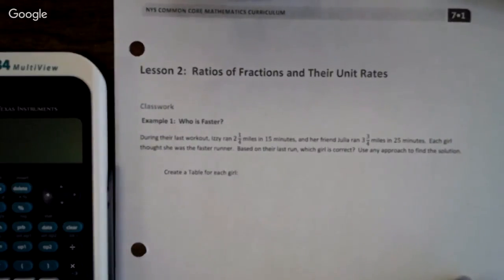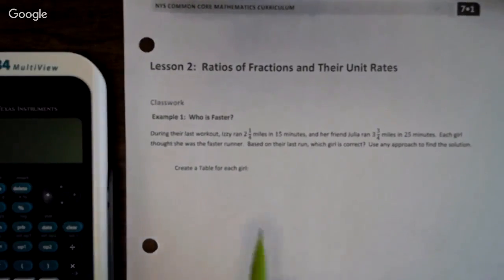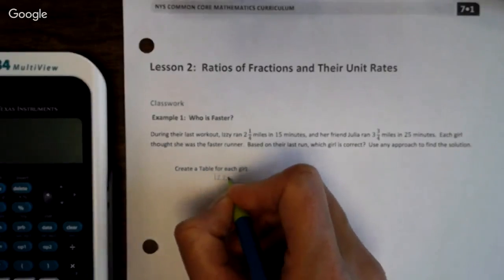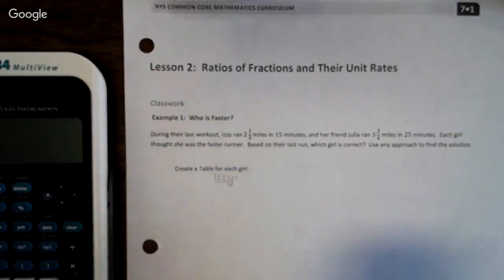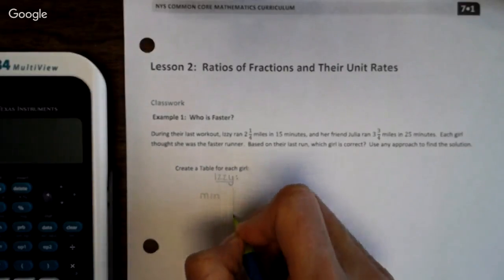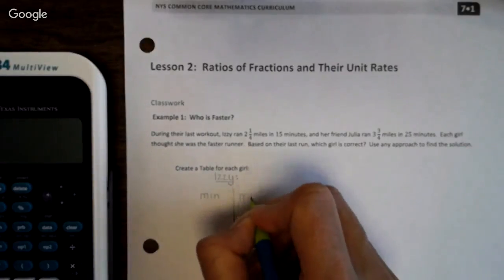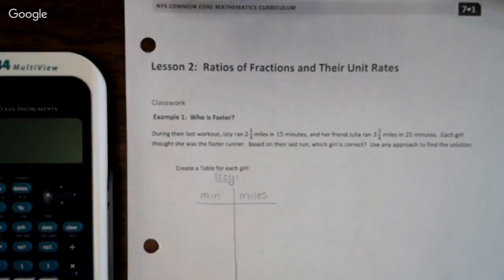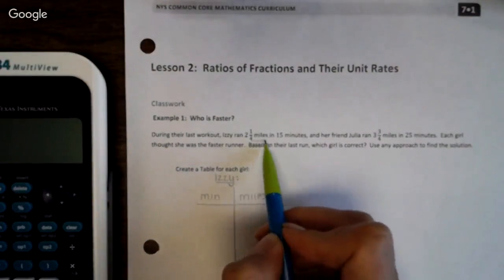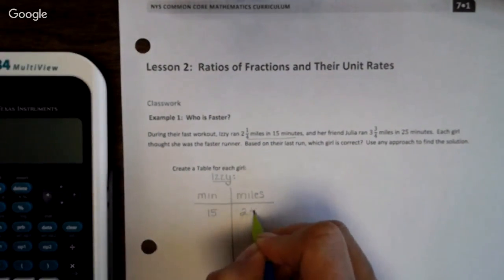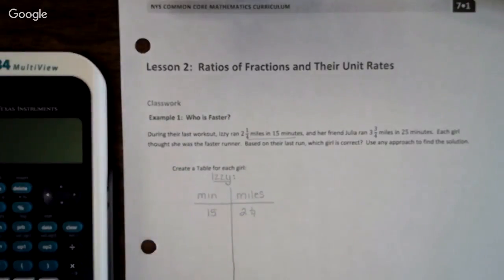So first thing we're going to do, there's actually 2 ways to do this. The first way we're going to do is create a table for each. So let's look at Izzy first. Let's create a table with minutes being compared to miles. If you look up here, it says that she runs 15 minutes and she goes 2 1/4 miles.